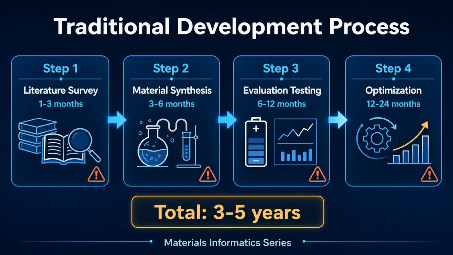Traditional battery development follows a sequential process. Literature survey takes 1 to 3 months to identify candidate materials. Material synthesis requires 3 to 6 months of lab work. Evaluation testing, including charge-discharge cycling and safety tests, consumes 6 to 12 months. Finally, optimization of composition and processing takes another 12 to 24 months. Total development time, 3 to 5 years minimum.